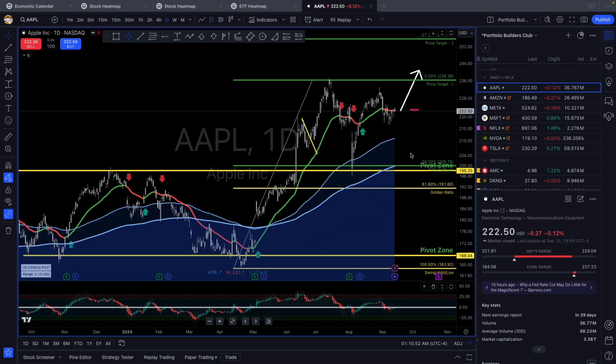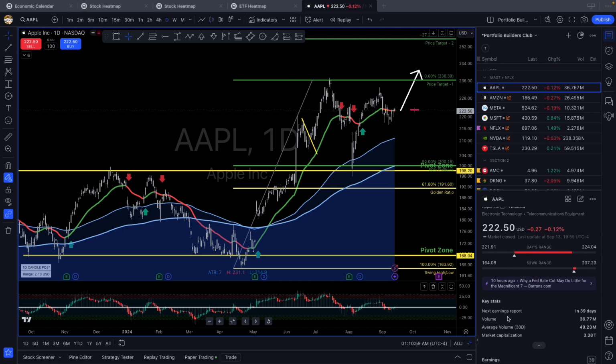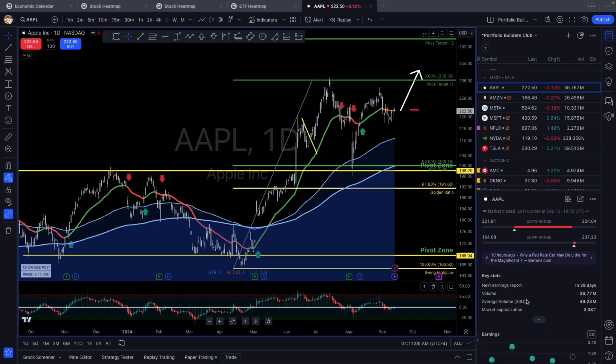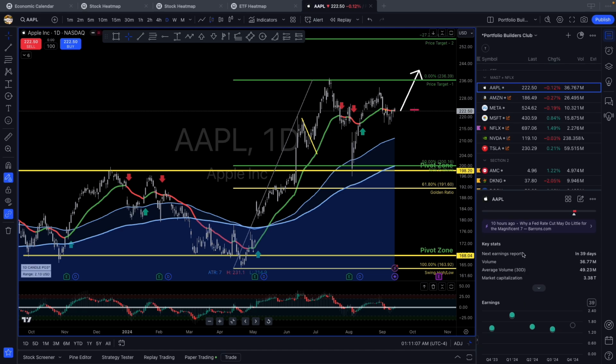But as we analyze Apple, you'll notice in the window here in the bottom right-hand corner that there's some information that's displayed, particularly what the last price was or the close price was. And you can always see the volume as well. 36 million shares traded, average volume for 30 days, almost 50 million. And then you see the market capitalization at 3.38 trillion.